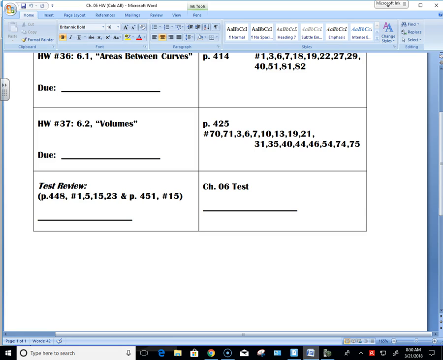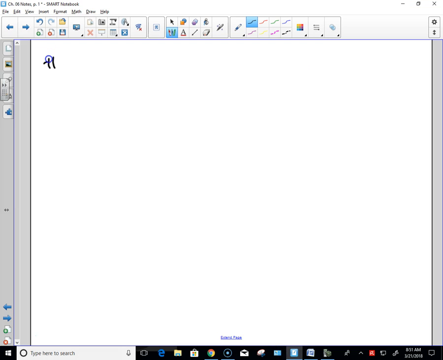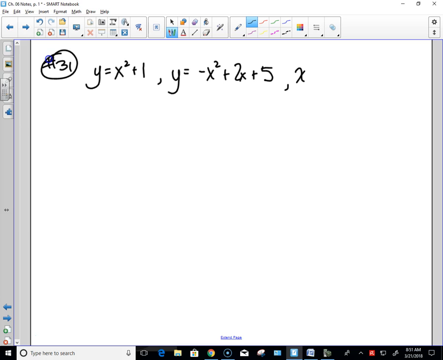Okay, as they're writing it down, 31, what was the first function that they gave you? Y equals x squared plus 1. Okay. And y equals negative x squared plus 2x plus 5. Oh, so they gave you defined bounds too. Okay, so for number 31, y equals x squared plus 1, and y equals negative x squared plus 2x plus 5, and the x's were x equals 0 and 3. Are we okay seeing that these are defined bounds? They've defined it for us.